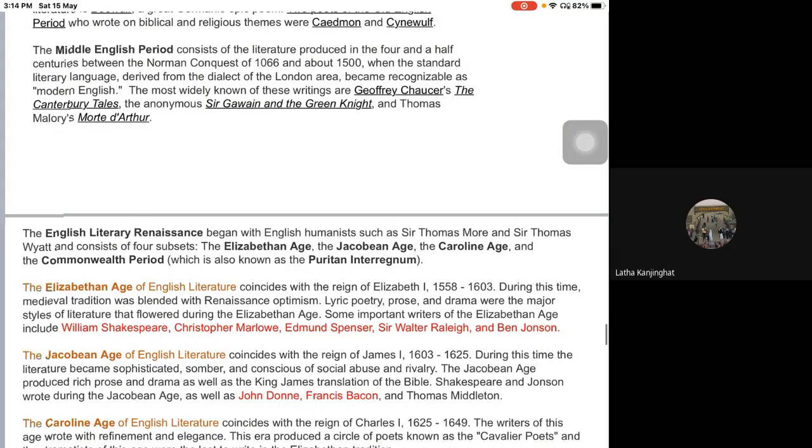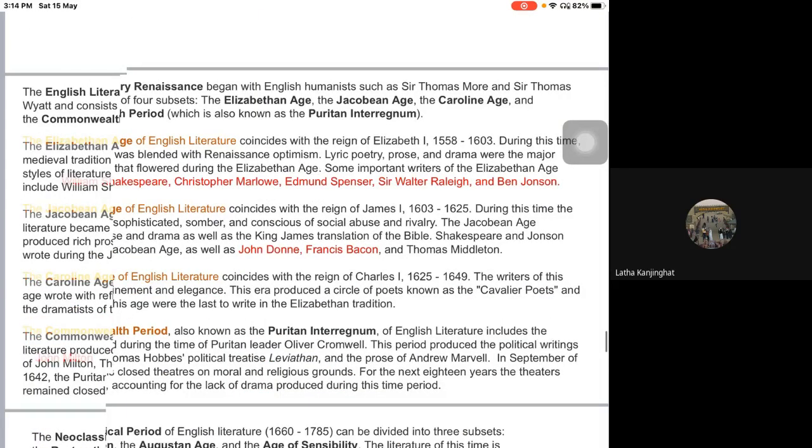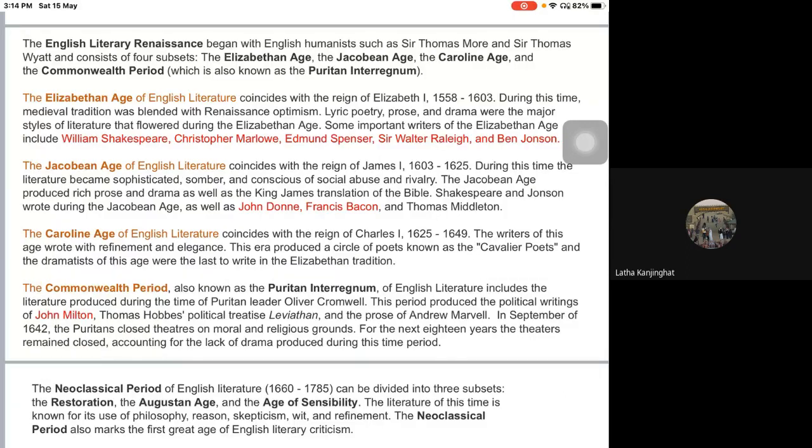Then, after that, we have the English literary Renaissance, rebirth. It began with English humanists such as Sir Thomas More and Sir Thomas Wyatt, and consists of four subsets, further subdivided into the Elizabethan age, Jacobean age, Caroline age, and Commonwealth period. The Elizabethan age of English literature coincides with the reign of Elizabeth I from 1558 to 1603. During this time, medieval tradition was blended with Renaissance optimism. This was a time when lyric poetry, prose, and drama flourished.